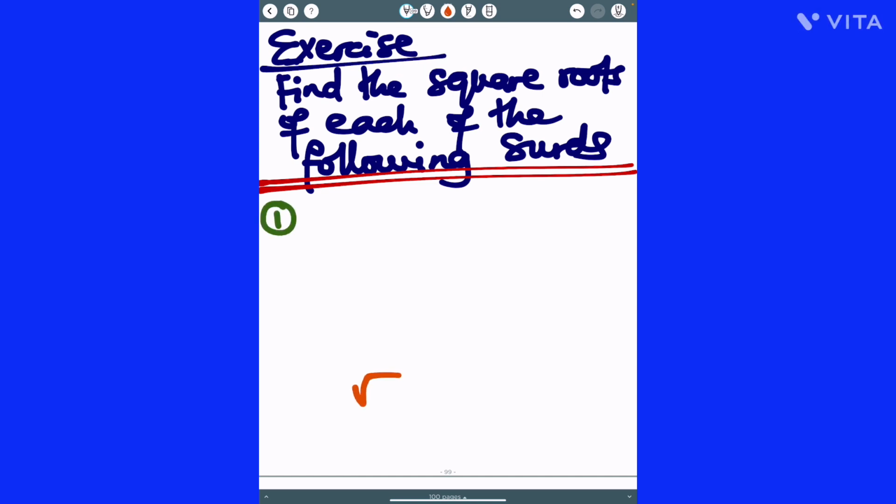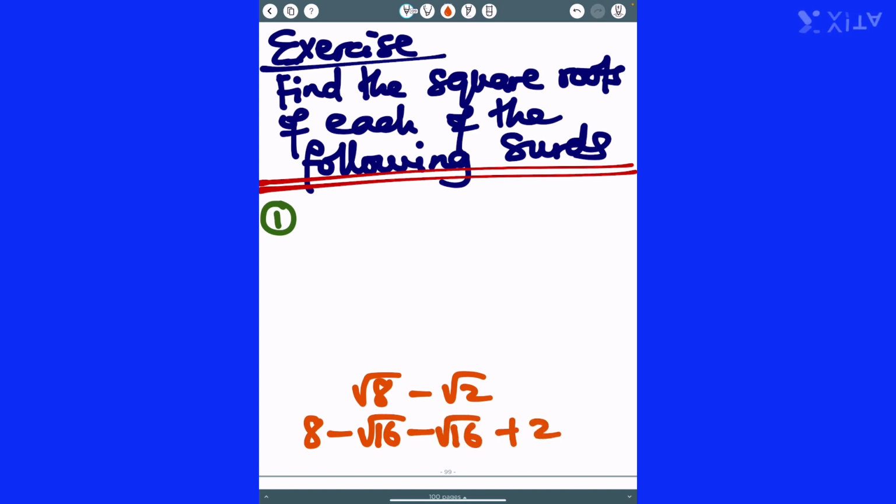So let's form one with root 8 minus root 2. If I square root 8 minus root 2, what am I going to get? Root 8 times root 8 will give me 8, minus root 16, minus root 16, plus 2. That's 8 plus 2, 10, minus root 16. Okay, this is not a good one. Let's make this 3. Root 3.